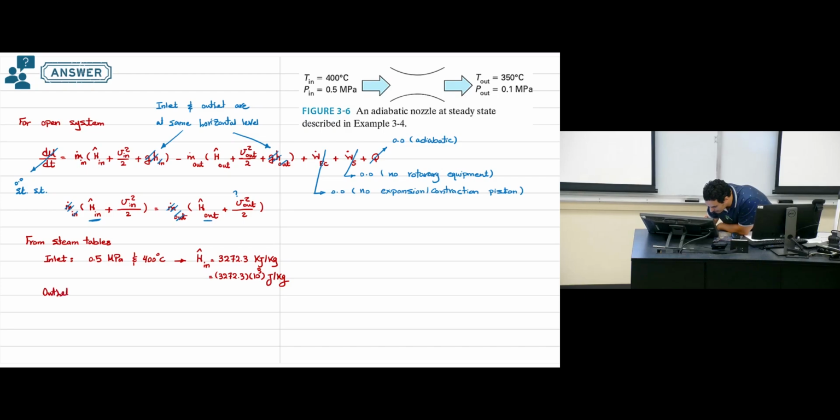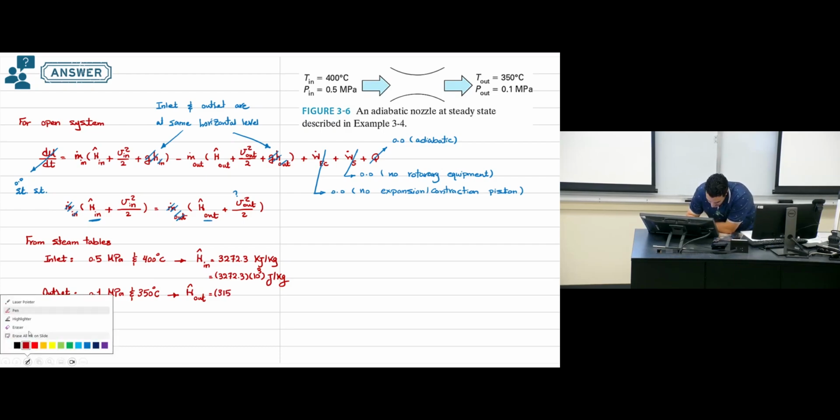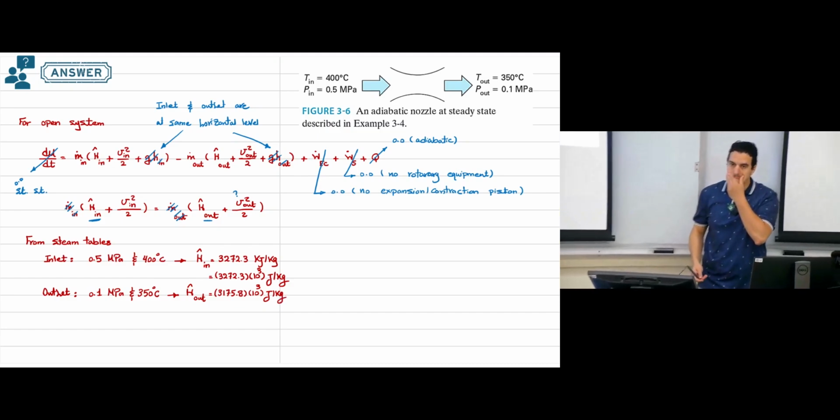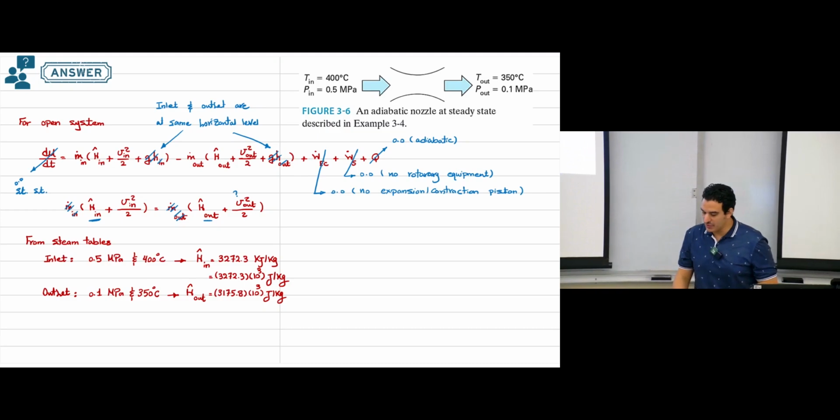For the outlet here, the pressure is 0.1 megapascal and the temperature is 350 degrees Celsius. Then if you go to the appendix, the specific enthalpy of the outlet will be 3157.8 times 10 to the power 3 joule per kilogram. So now I have enthalpy of the inlet and enthalpy of the outlet.